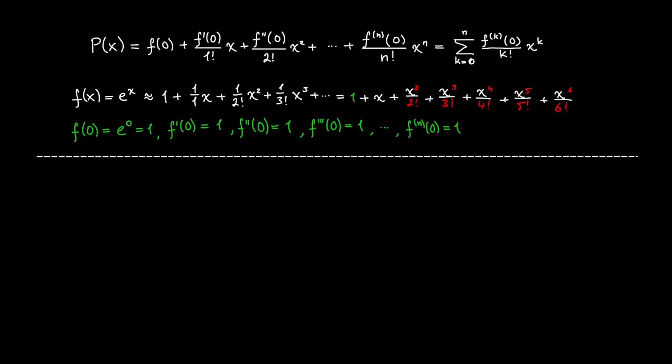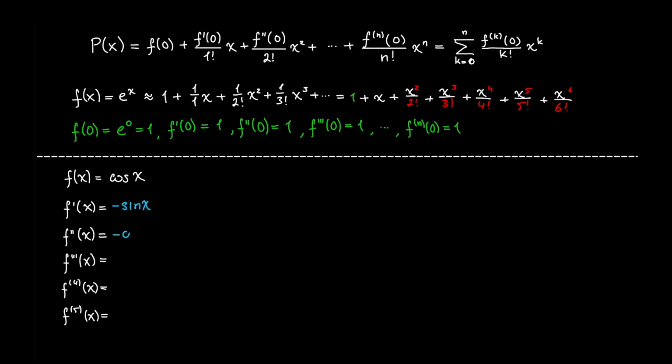Well, this wasn't very difficult, so let's do this again for a trigonometric function, specifically the cosine function. Now let's first find the first 5 derivatives of the cosine function. Now we know that the derivative of cosine is negative sine, then negative cosine, then back to sine, then back all the way to cosine, and this cycle will repeat itself.